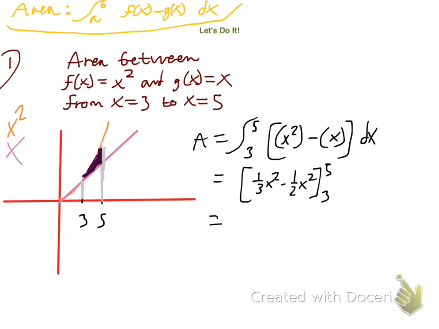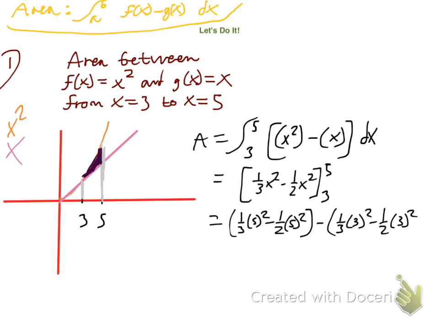continue. So plug in 5, and you have a third 5 cubed minus a half 5 squared, minus, when you evaluate the bottom limit, which is a third 3 cubed minus a half 3 squared. Cool. And so this turns out to be, okay, so it's going to be 125 over 3 minus 25 over 2.